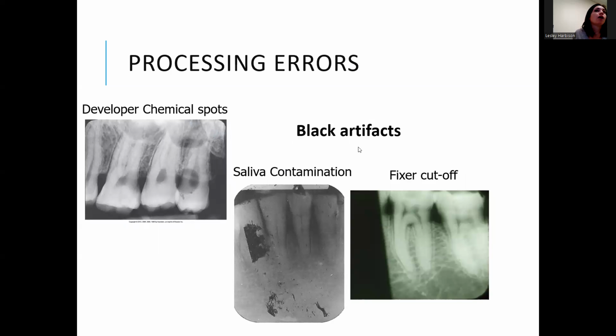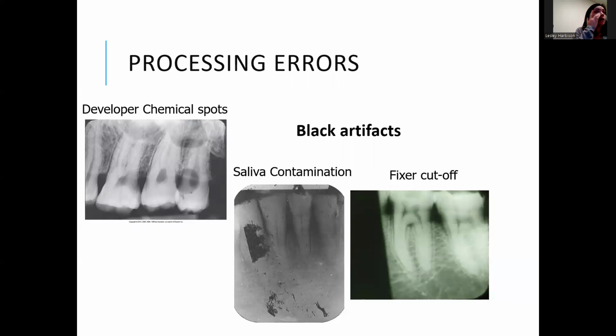Processing errors for black artifacts. So when you see black, you can think of the developer. So there's developing spots on here that have made some darker areas. This is some saliva contamination that makes it very dark. And then this is the fixer cutoff.